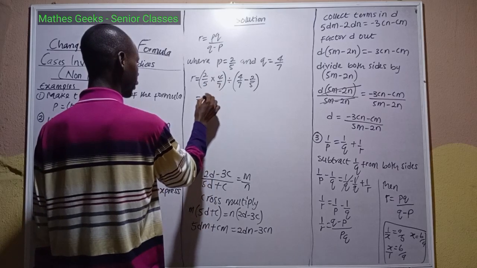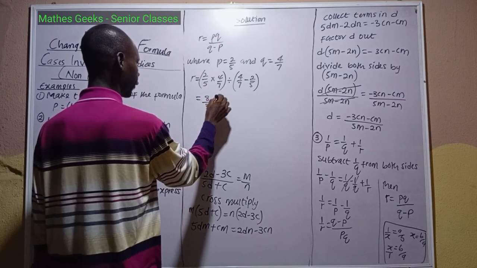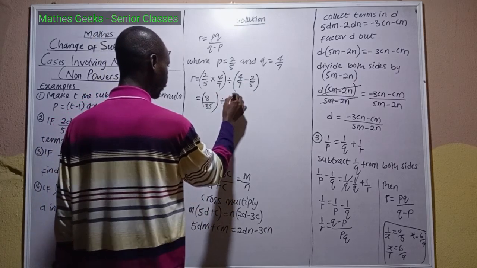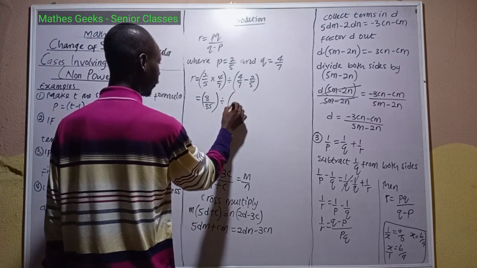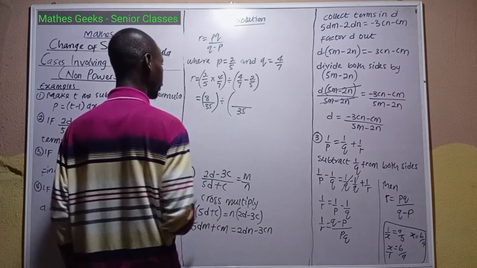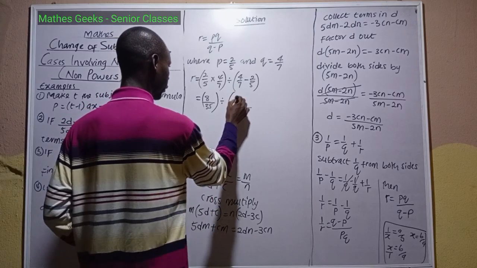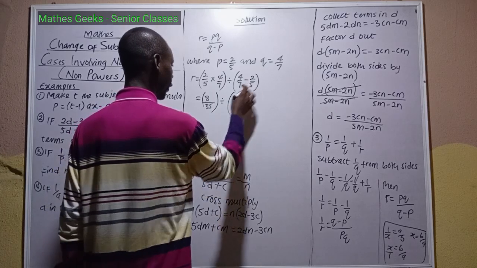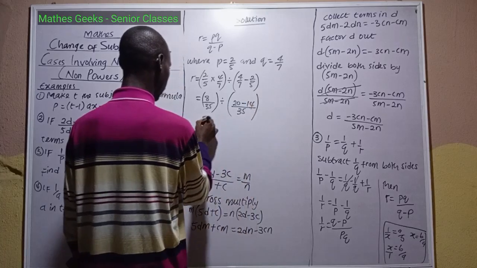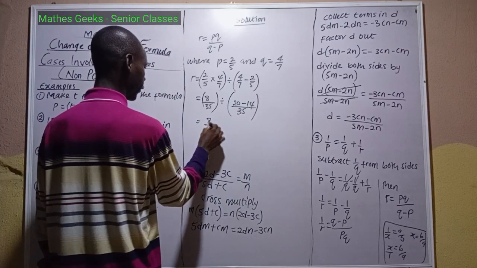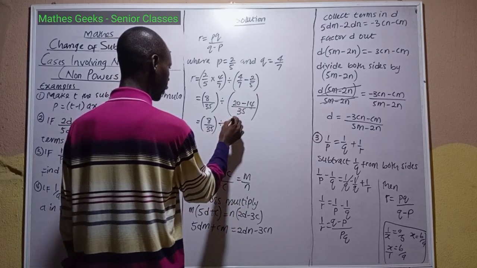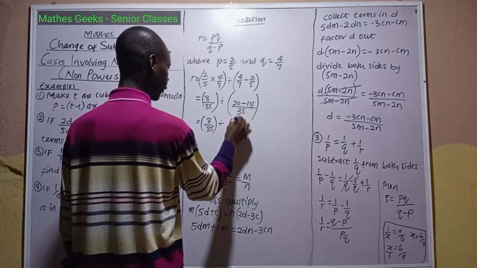2 times 4 is 8, 5 times 7 is 35, divided by... let's simplify here. The LCM of 7 and 5 is 35. 35 into 7 is 5, 5 times 4 is 20. 35 into 5 is 7, 7 times 2 is 14. So we have 8 over 35 divided by 20 minus 14, which is 6 over 35.